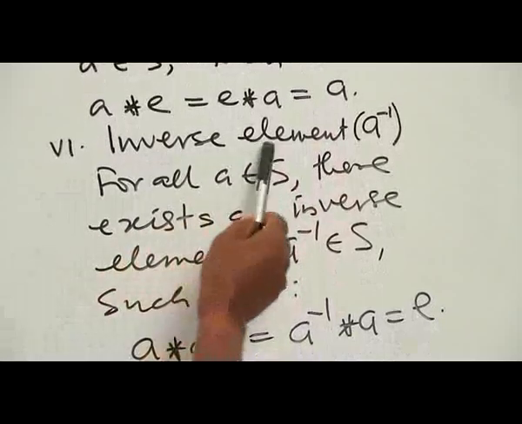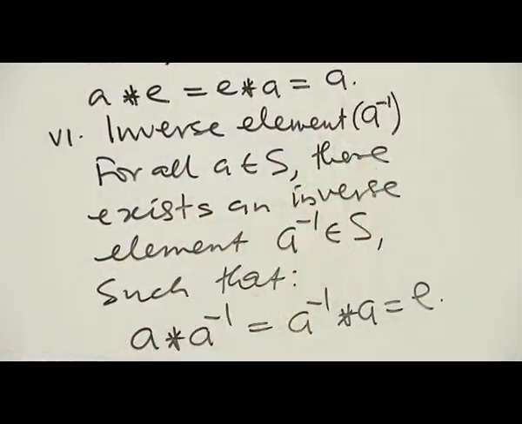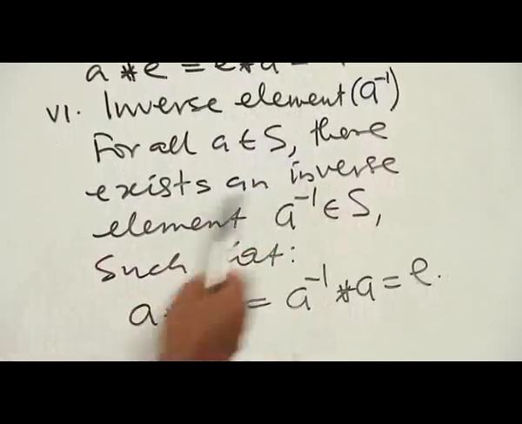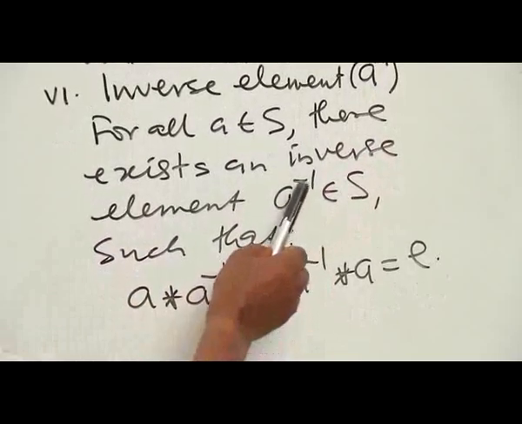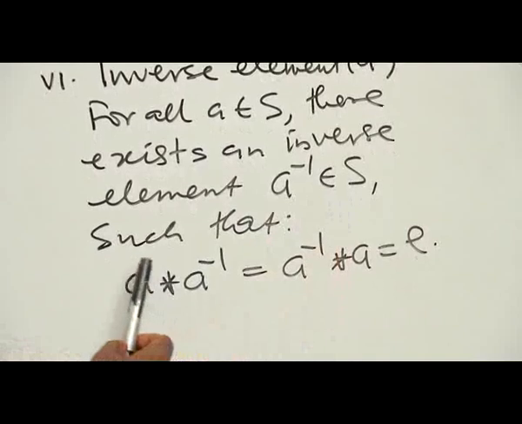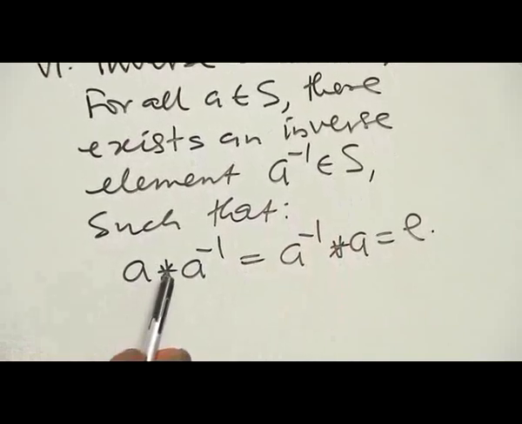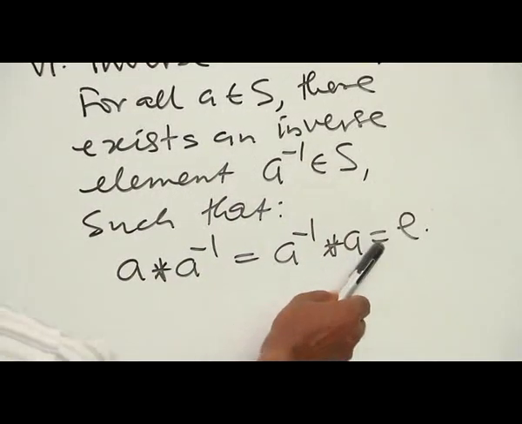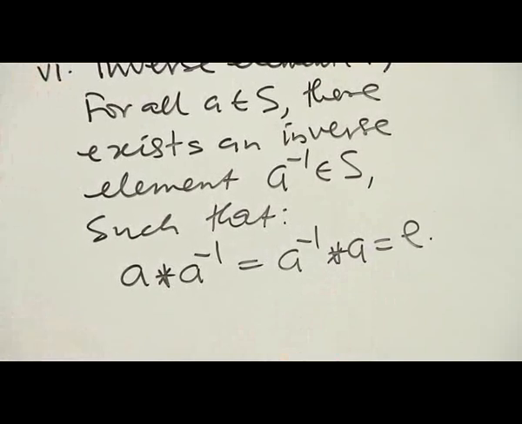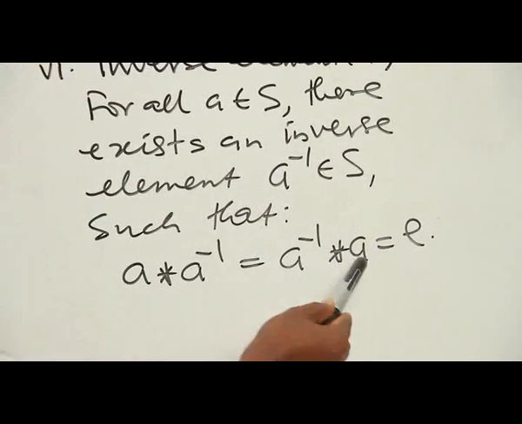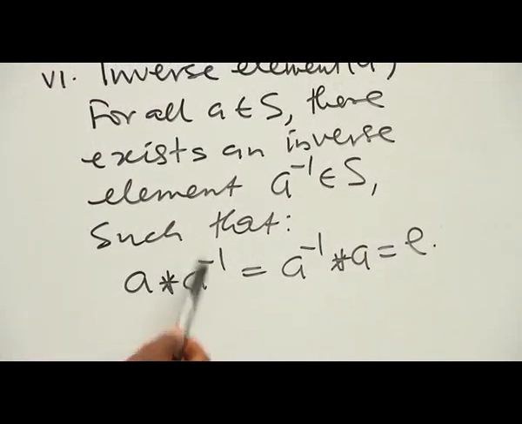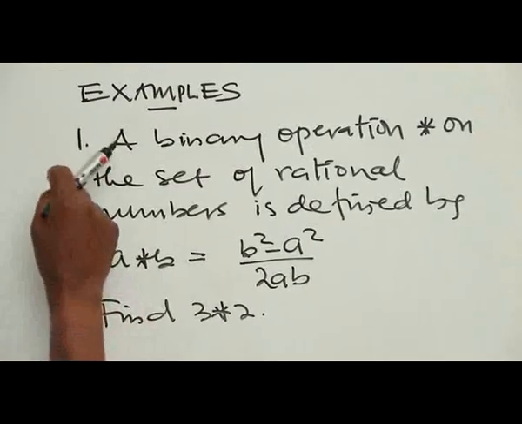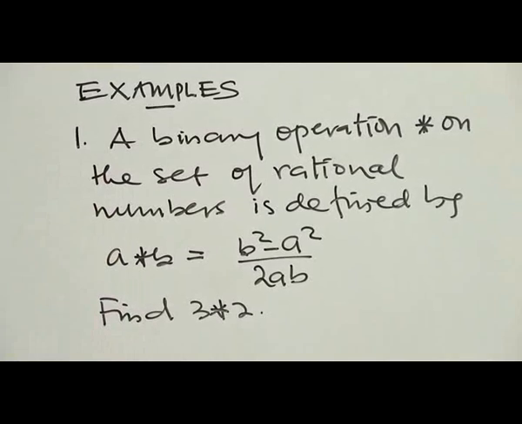The last one is the inverse element. Say A inverse. For all A belonging to the set S, there exists an inverse element, A inverse, belonging also to set S, so that if you operate A and the inverse, it will be equal to the inverse operated on A, and the result is equal to E, the identity element. In this regard, when you have such a relationship, then A inverse is the inverse element of the element A in that set. Let us now look at examples on binary operations.